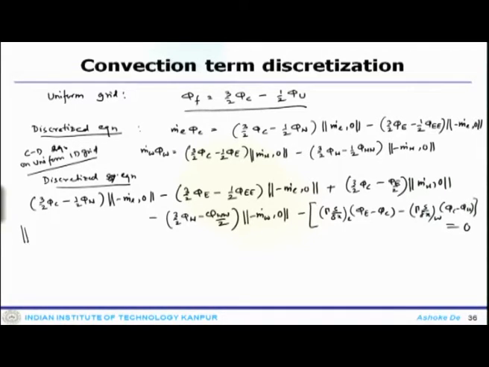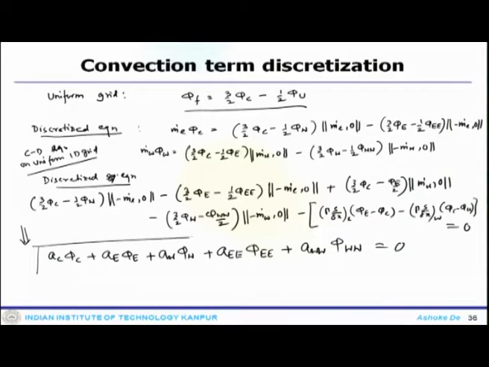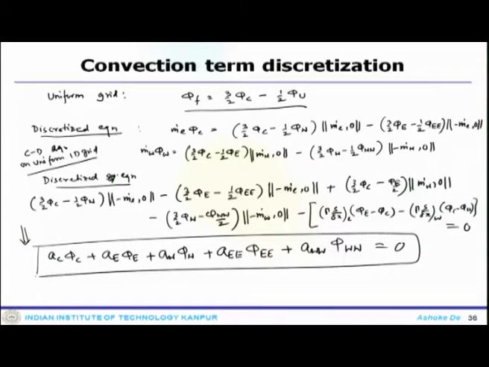Which will lead to the discretized form like A C phi C plus A E phi E plus A W phi W plus A E E phi E E plus A W W phi W W equals 0, because there is no source term. So, the discretized equation will look like that. When we looked at the first order system, we had only this much. Now, because of the second order, you get 2 more points ahead and downstream.